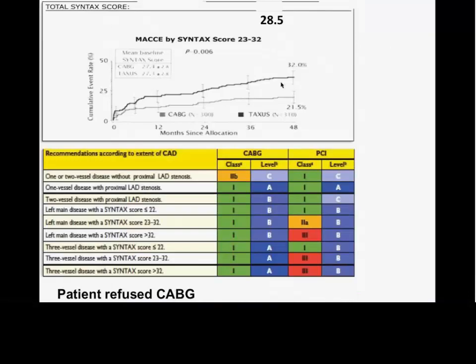But the patient, if we calculate the SYNTAX score, was 28.5. So according to the guidelines on revascularization published in 2014, patients with three-vessel disease with a SYNTAX score between 23 and 32 have a class 1A indication for CABG and a 3B indication for PCI, so PCI is contraindicated. But the patient refused CABG. He was a miner. He asked me to perform the PCI because he wanted to go back to his work. He was afraid that after surgery he would lose his work. So, calculating the J-CTO score for those two vessels, I decided to go with PCI.